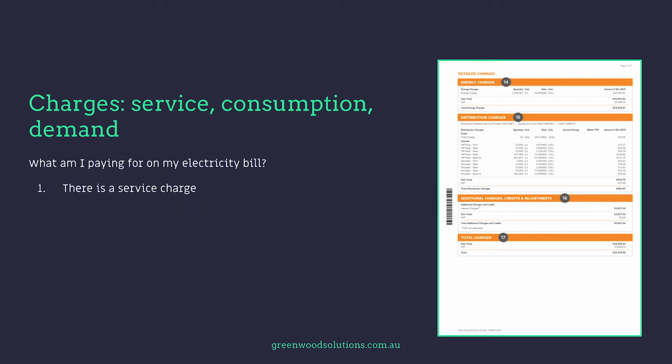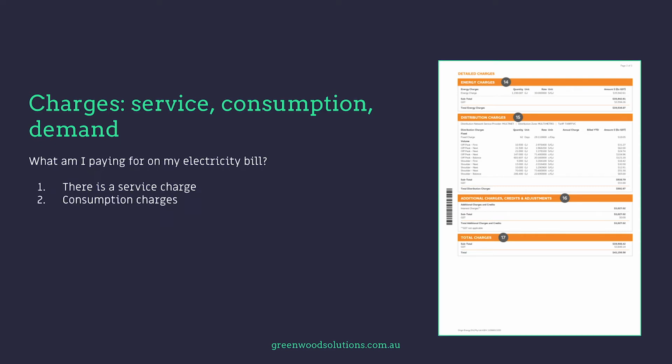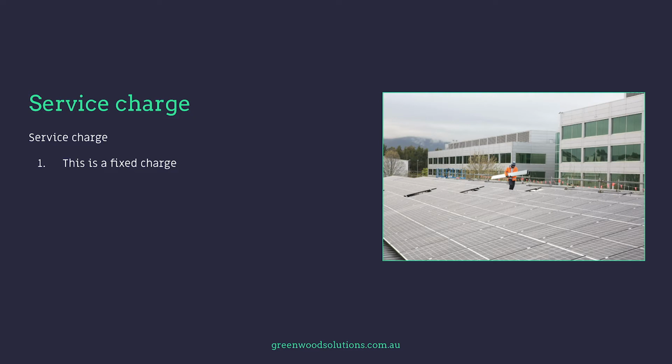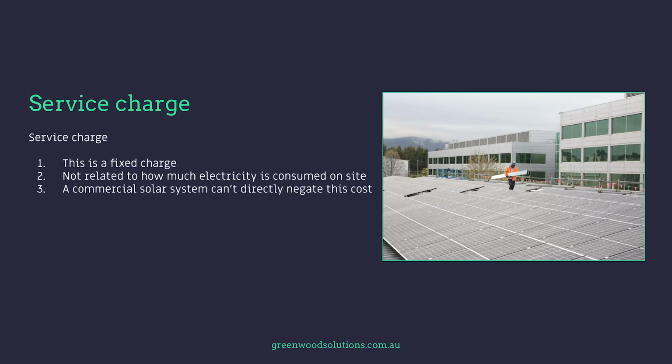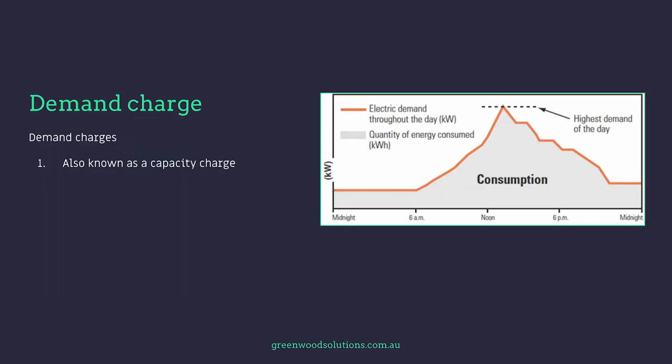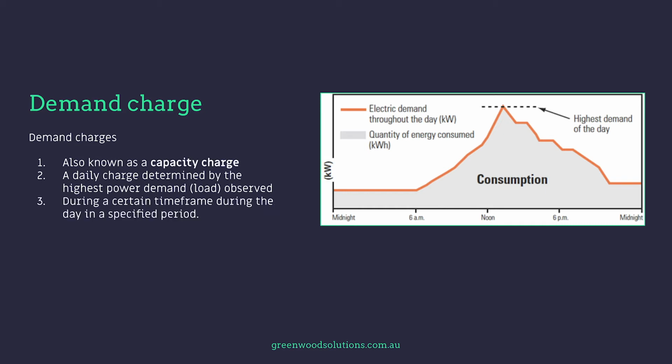There's a service charge, and we all get those. There's a consumption charge, in other words, how much we use, and there's also a demand charge. The service charge is a fixed charge, not related to how much electricity is consumed on site. And a commercial solar system can't directly negate this cost. Price per kilowatt hour of energy used can be different prices at different times. For example, price during the week may be different from price on the weekend. Demand charge, also known as a capacity charge, is a daily charge determined by the highest power demand or load observed during a certain time frame and during the day in a specified period.